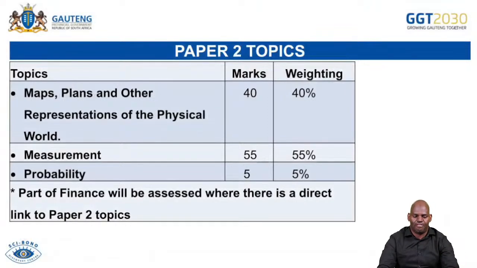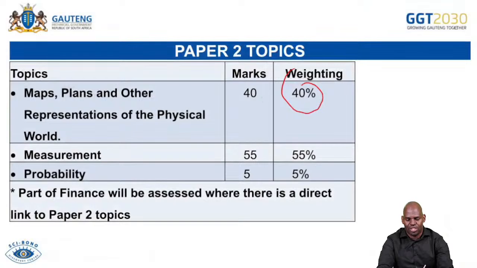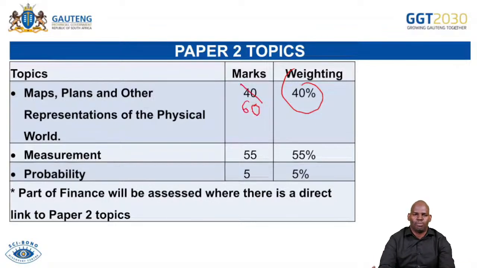Now, in terms of the structure of paper 2, this is what you must remember, just to make sure that you study the correct topics and you also have an idea of how many marks each topic is going to count. Of course, in paper 2, we're going to have maps and plans and other representations of the physical world. In simple terms, we just say maps and plans. Maps and plans are going to count about 40%. For 40% of 150 marks, that is 60 marks. So in the question paper, you must expect about 60 marks of maps and plans.